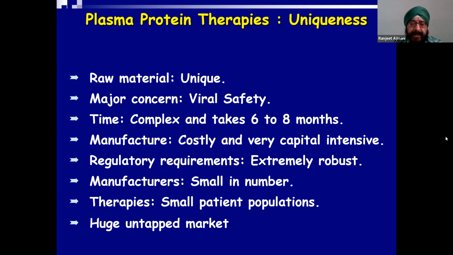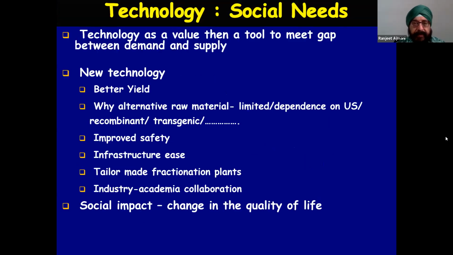And the therapy, again, as I said, is for a small population, and there are very, very limited numbers of manufacturers. There are only about 70, 75 plasma fractionation plants across the globe. And there's a huge untapped market for these plasma products across the globe. So as I said, technology should be used to bring social change in order to elevate the lives of people. And what can new technology do?